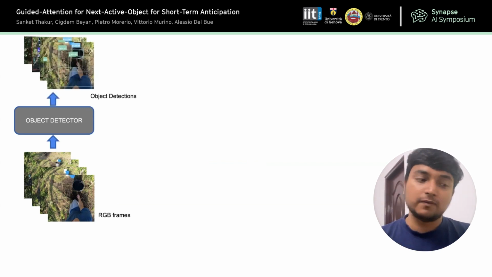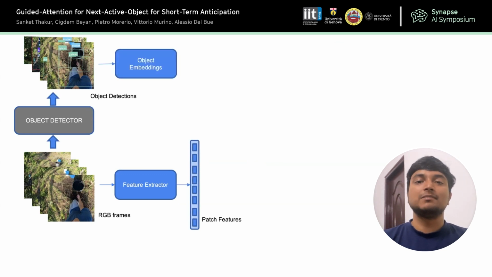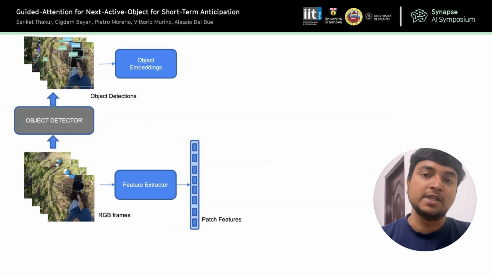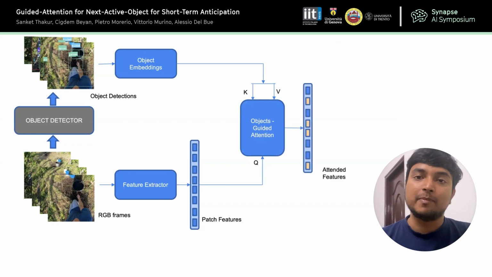Once we have these two, we use the feature extractor. In our case, we're using a 3D CNN on ResNet 50, and then we extract the patch features from those RGB frames. In addition, we use an NLP-based model to extract the object embeddings from the object detections which we have. Now, we use these two things to formulate our object guided attention based module. We use the patch features as the query, and we use the object embeddings as the key and value pair to extract the attended patch features from our object guided attention module.